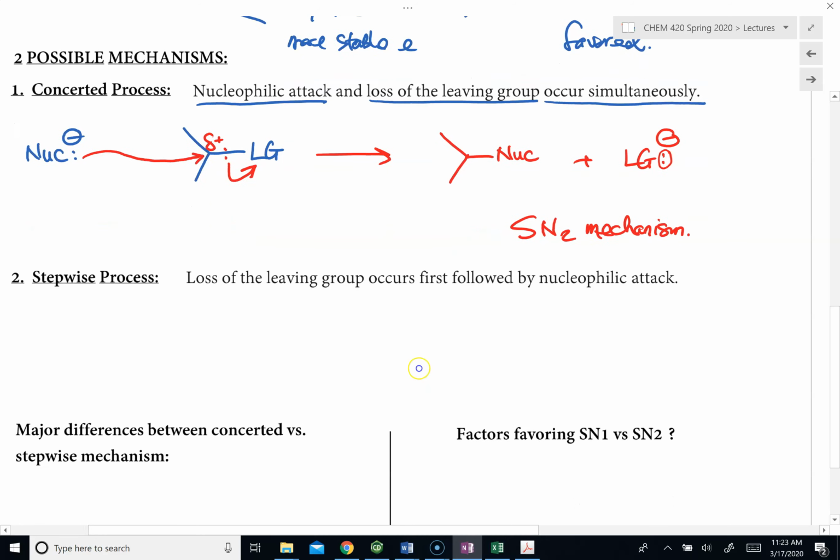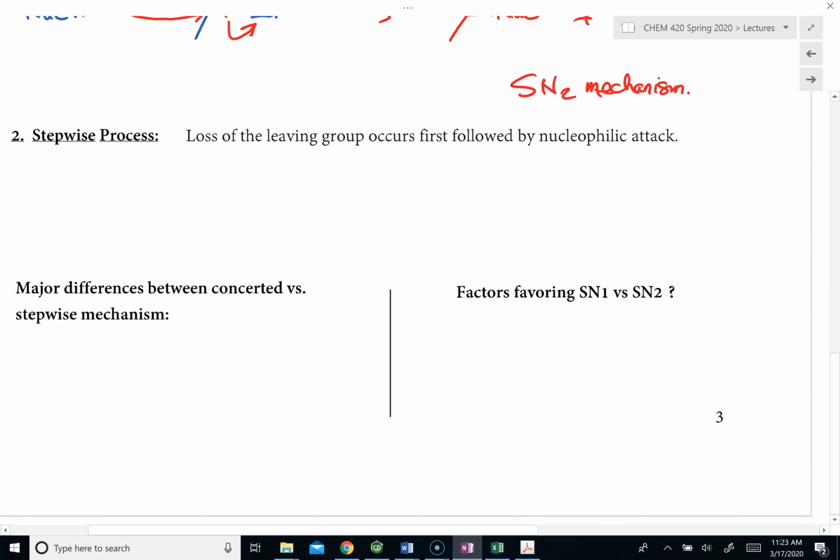The other mechanism that is also possible is something we call the stepwise process. What happens in the stepwise process is that the two steps do not happen at the same time, but one after the other, in which the step that happens first is the loss of the leaving group. The leaving group breaks off first to form an intermediate, and the nucleophile then comes in to attack the intermediate. So these two steps happen at different times, one after the other. The mechanism of this reaction is then as follows.